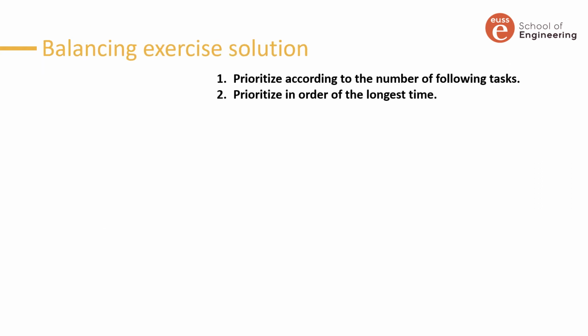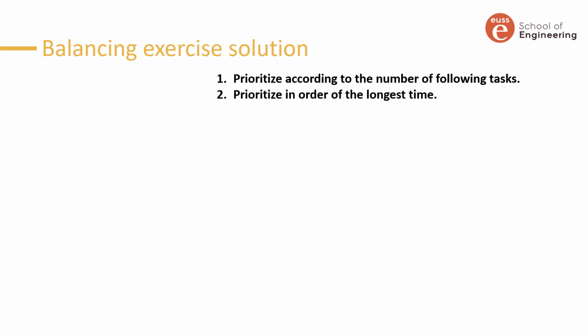So as you remember, in our steps, we talked about the primary rule and secondary rule, and the function of each of them. So here we select these two rules. The primary rule prioritizes tasks according to the number of following tasks, and if a tie happens, prioritize in order of the longest time.